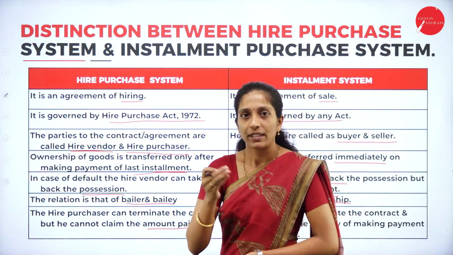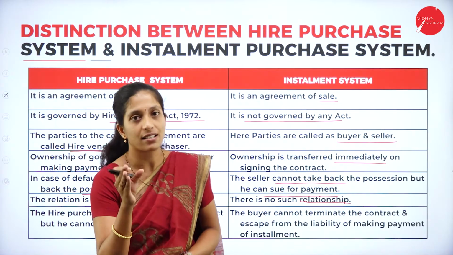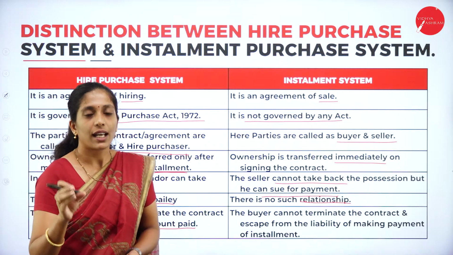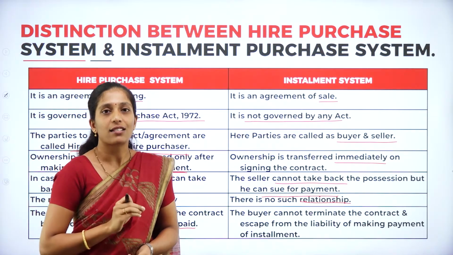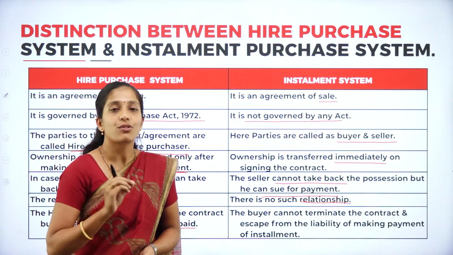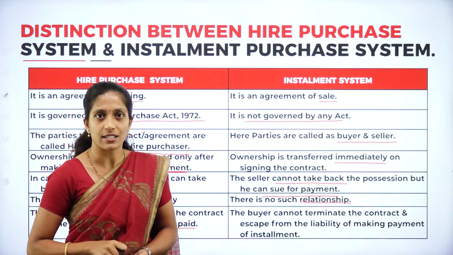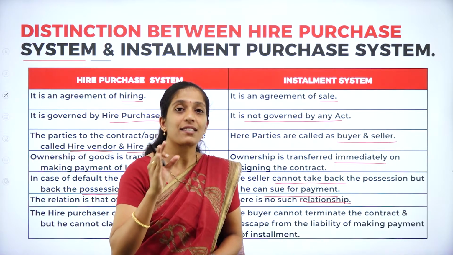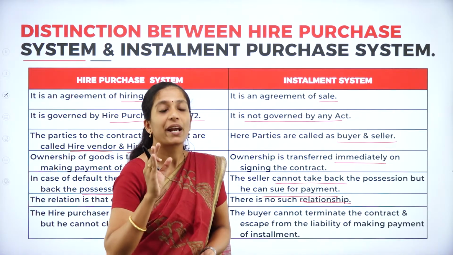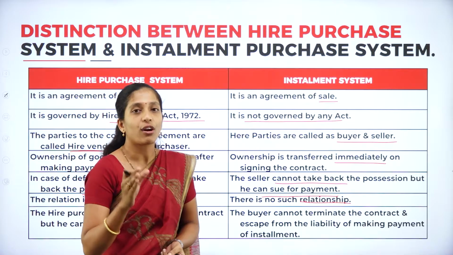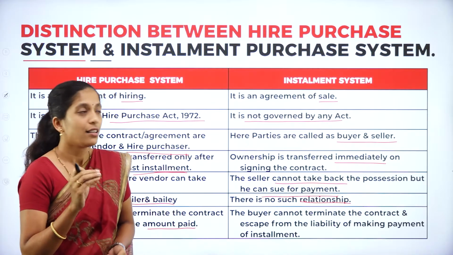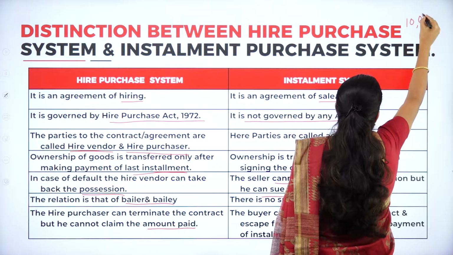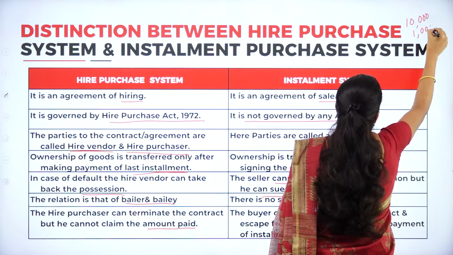For example, here the hire purchaser had paid some amount. For example, the hire purchaser had to pay 10,000. Okay, but he has paid 1,000 as down payment. Remaining 9,000 he has to pay in the form of installments. Right? Suppose he has paid rupees 7,000, but he has not paid rupees 2,000. That is, the amount of 9,000 he has to pay. So the total amount is 10,000. And he has paid 1,000 as down payment.